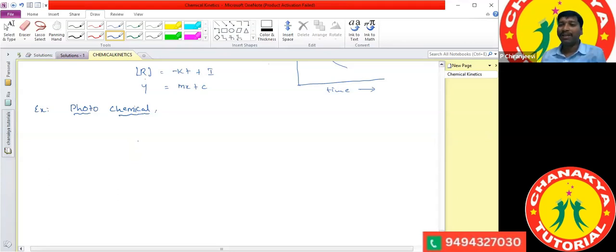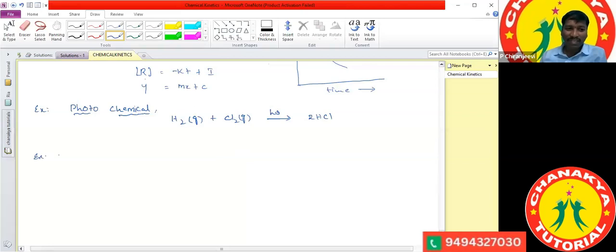In 12th standard also, in haloalkanes and haloarenes, this mechanism is there, and you get a photochemical reaction. The halogenation reaction is an example of a photochemical reaction. For that I'll give one example: one mole of hydrogen gas reacts with one mole of chlorine gas in presence of sunlight and forms 2 moles of HCl. This is one photochemical reaction. Got it or not?